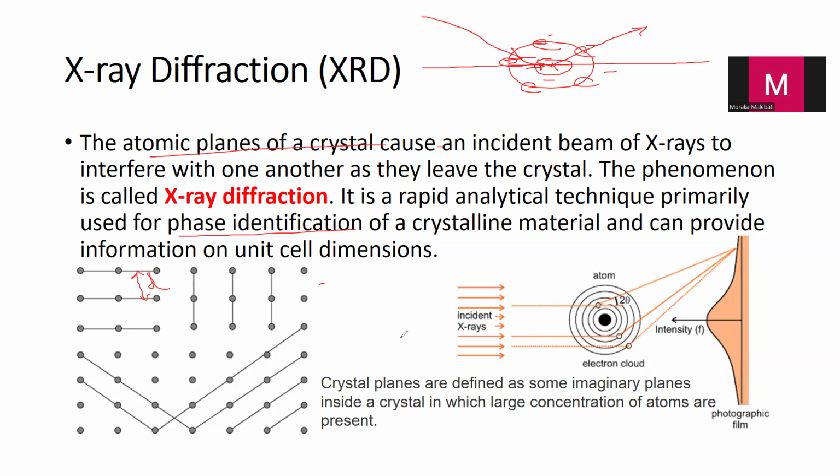The crystal planes are defined as imaginary planes inside a crystal in which a large concentration of atoms is present. So if we imagine we have an X-ray tube, this X-ray tube gives us incident X-rays.